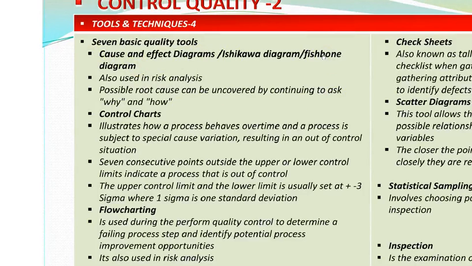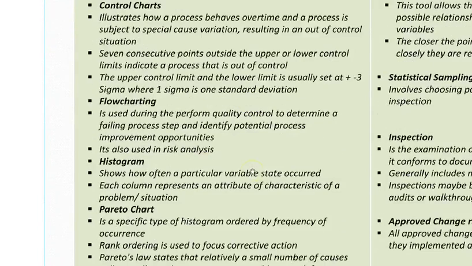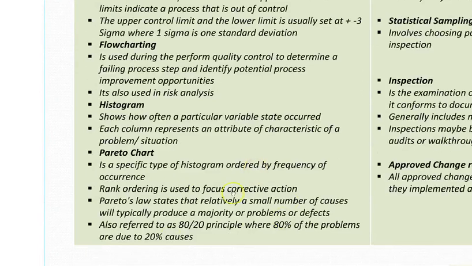Also referred to as 80-20 principles, where 80% of the problems are due to 20% causes. What are we talking about over here? We are talking about the 80-20 principle, which is the Pareto chart. Is a specific type of histogram ordered by frequency of occurrence. Rank ordering is used to focus corrective action. Now, rank ordering, again, we're talking about the Pareto chart.